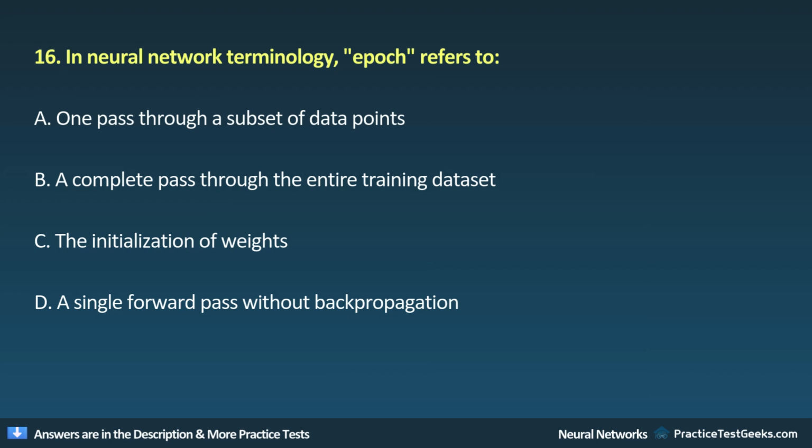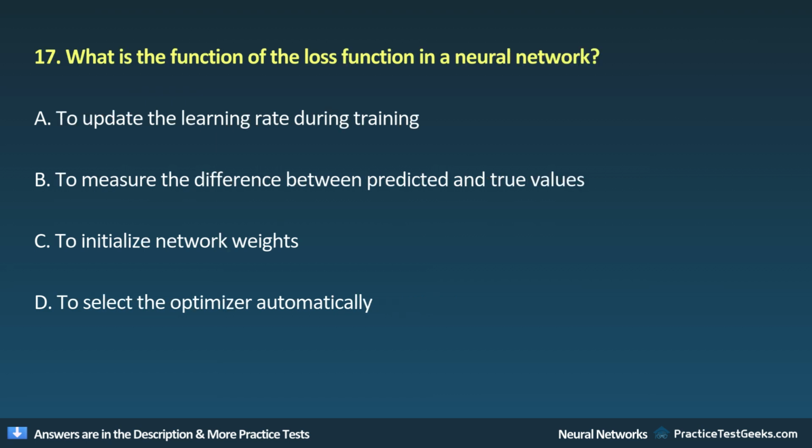B. A complete pass through the entire training dataset. C. The initialization of weights. D. A single forward pass without backpropagation. 17. What is the function of the loss function in a neural network? A. To update the learning rate during training. B. To measure the difference between predicted and true values. C. To initialize network weights. D. To select the optimizer automatically.